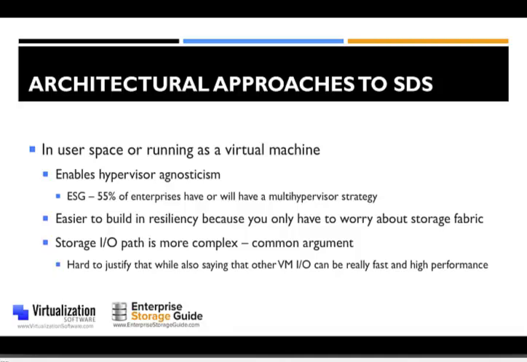It's easier to build in resiliency because you only have to worry about the storage fabric. If you're in the kernel, you have a lot of other things you've got to worry about. If you're building a controller VM, you just have to worry about what's happening on a storage basis.